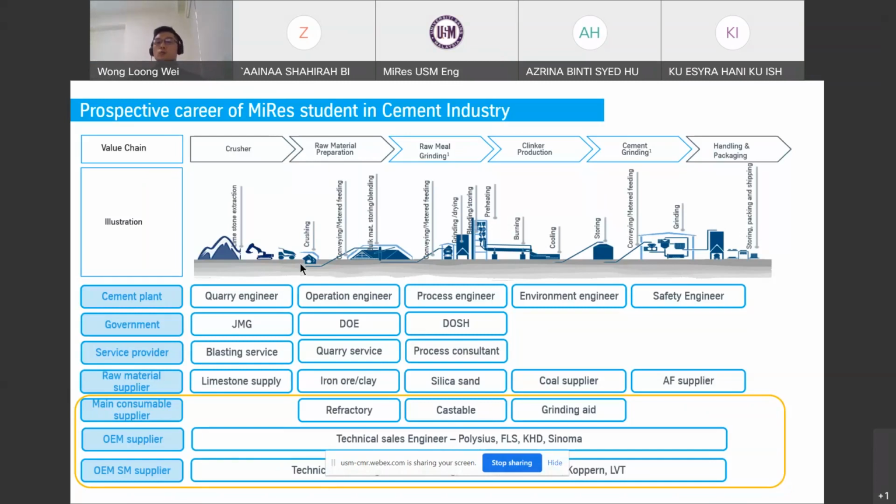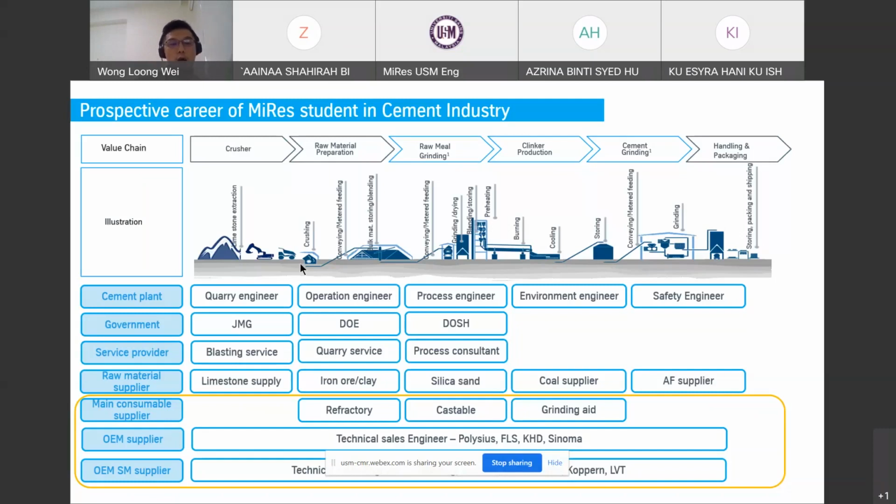And throughout the process, some of our students or some of our colleagues prefer to go in a different course. So some of them will want to become an environment engineer or safety engineer. When they have certain experience in the cement plant, they can opt for different routes for development, not from a technical quarry or technical cement process, but they go for a different interest in environment or in safety. And what about in the government sectors?